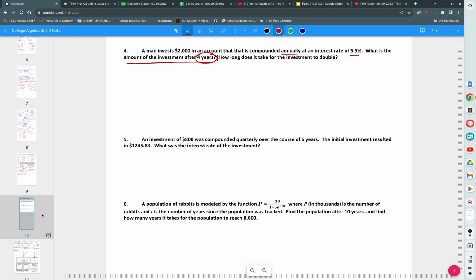Per year, so it's 1, 2, okay, so I should see 2,000 times 1 plus 0.055 divided by 1 raised to the 4 times 1 power. Is that what you had set up in your equation? The mistake that some people make is they don't write 5.5 as 0.055 for the percent. Sometimes they write it as 0.55, but move your decimal point 2 places. So 2,000 times 1.055 raised to the 4th power.